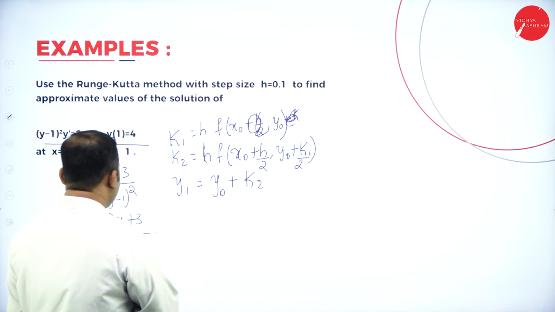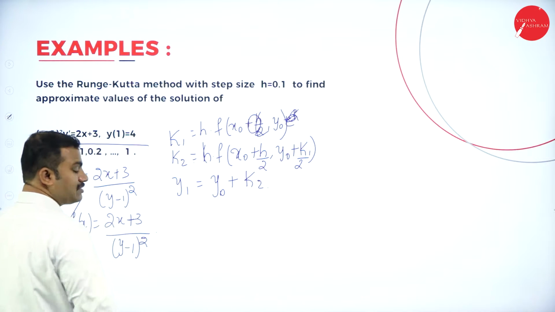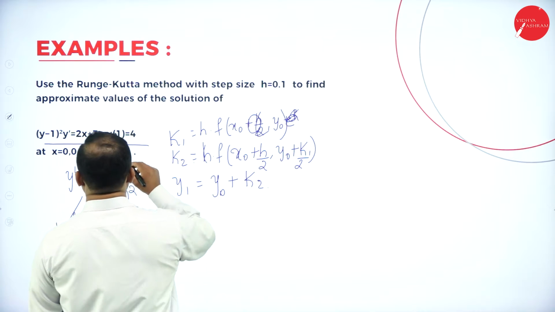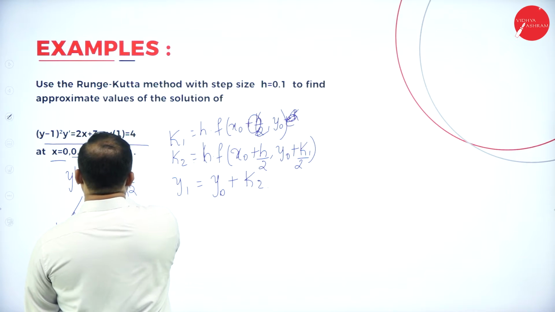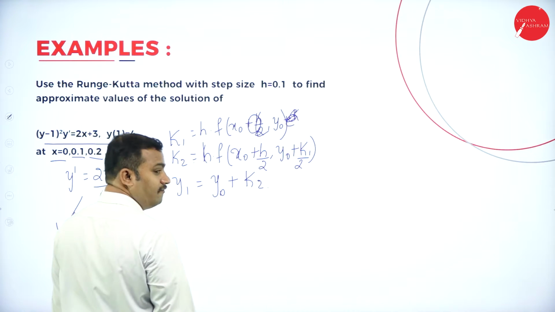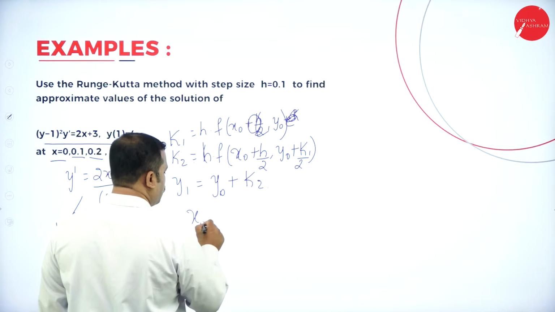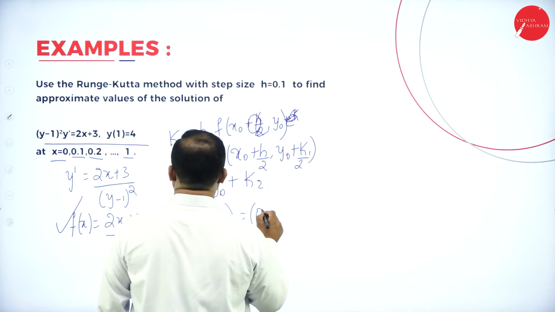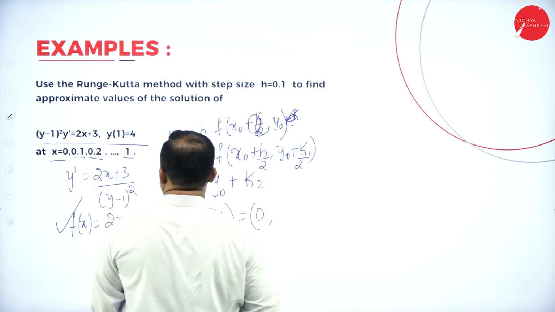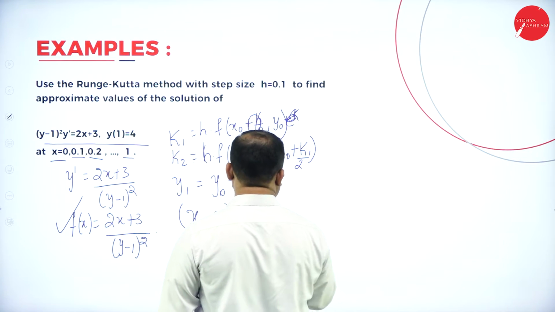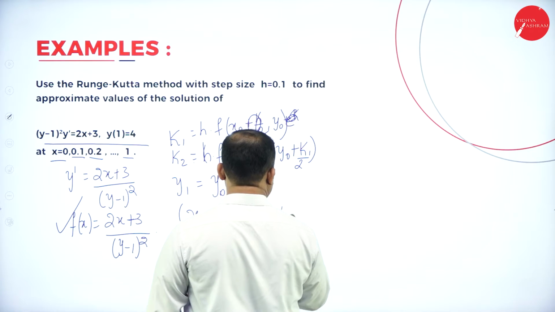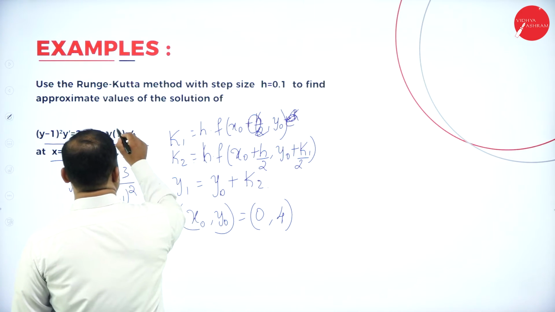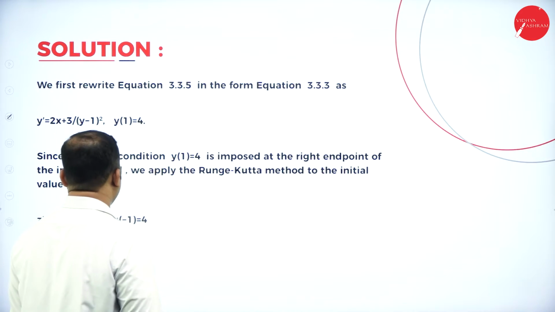So from this, let me consider this function f of x equal to 2x plus 3. In this case, what is the value of x? x equal to 0, 0.1, 0.2, so on up to 1 we have here. What is the value of x0 comma y0? That is x0 comma y0 equal to 0 comma 1. The value of y0 is 4, x0 is 1. That means y of 0 is equal to 4 we have.